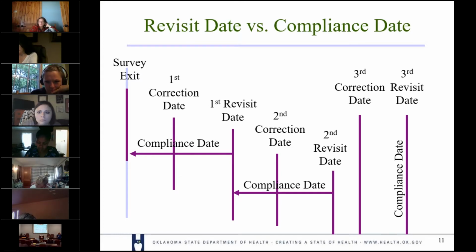So the one that ends in 1-1 is what started it. 1-2 is the revisit. And the second revisit is 2-2. I'm sorry, excuse me. 1-2, 1-3, and then that next time we come back is that 1-4. And whatever date that was is going to be your correction date, if you're in compliance, hopefully.